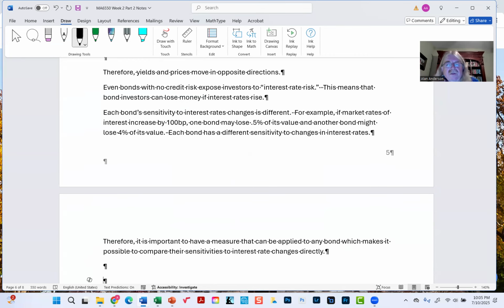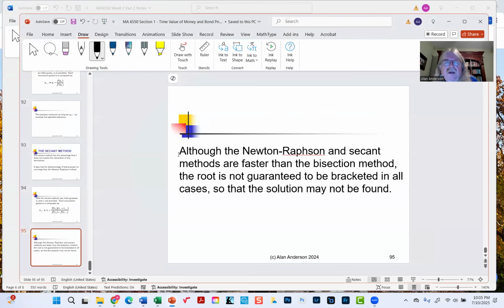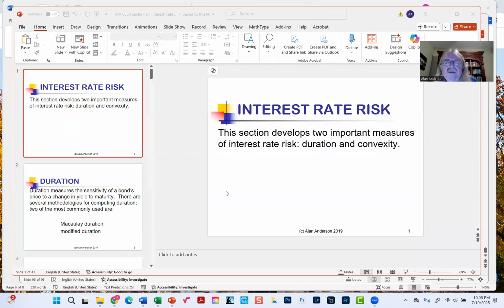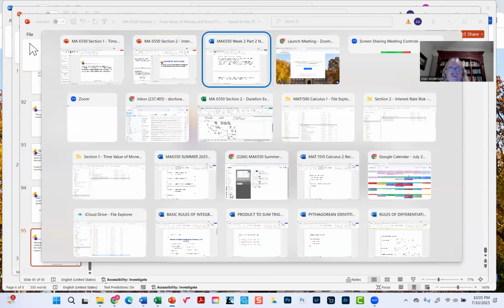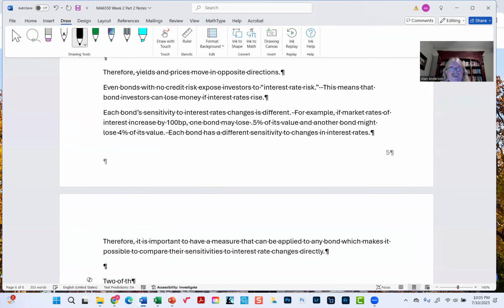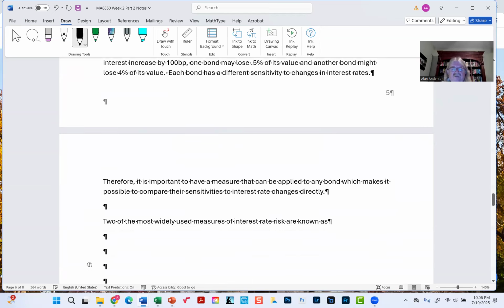So what measures can we use to measure the bond sensitivity? Well, there are quite a few to choose from, but we're going to start with a couple of very important cases for historical reasons. And they're known as duration and convexity. There's that word convexity again. Convex comes from the curvature of the price yield curve. Okay, so two of the most widely used measures of interest rate risk are duration, as you saw, and convexity.